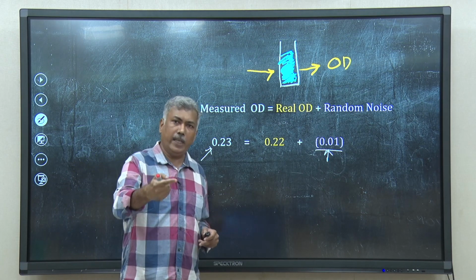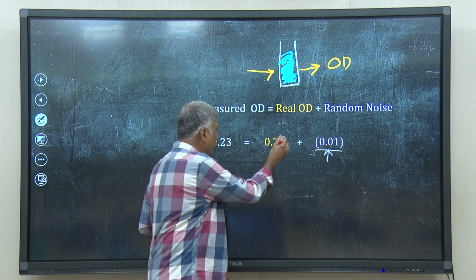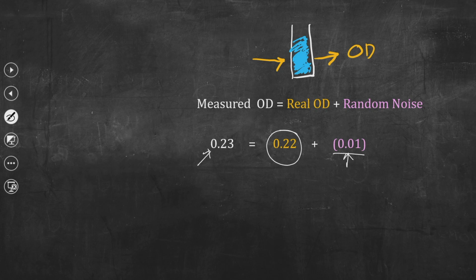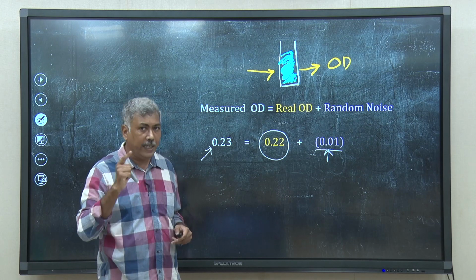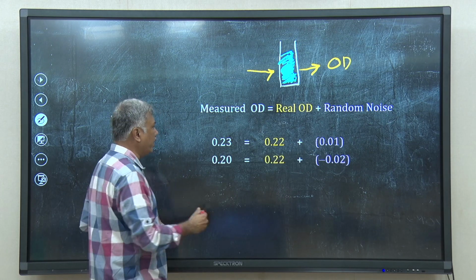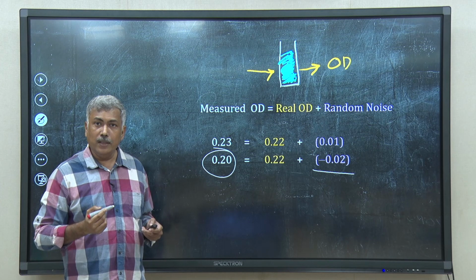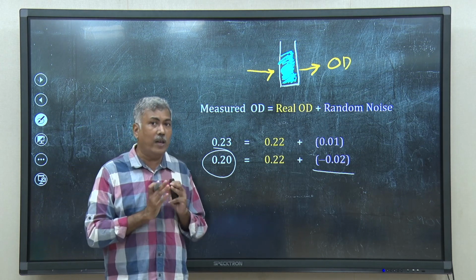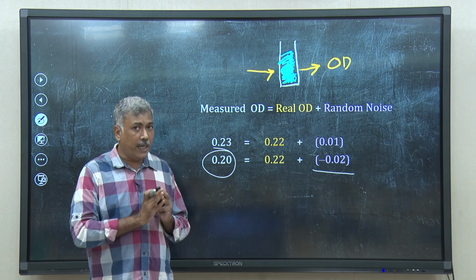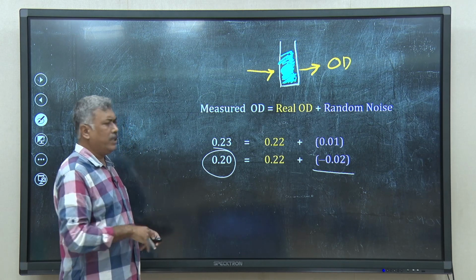I repeat this experiment again. Now, although the real OD should remain the same because I am using the same sample, I am just repeating the experiment, the noise value should change because it is a random variable. So, now suppose I have got a noise of minus 0.02. So then my reported value, my measured value, becomes 0.20. You can see this changing, right. So what I am measuring is changing, although the real value of the OD is constant, but the noise is varying, and it is varying randomly. So suppose I repeated it 2 more times.